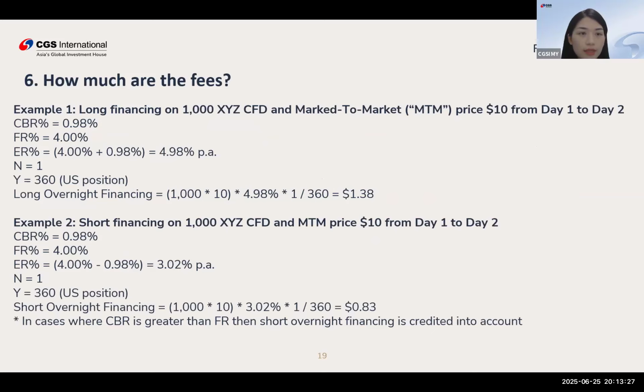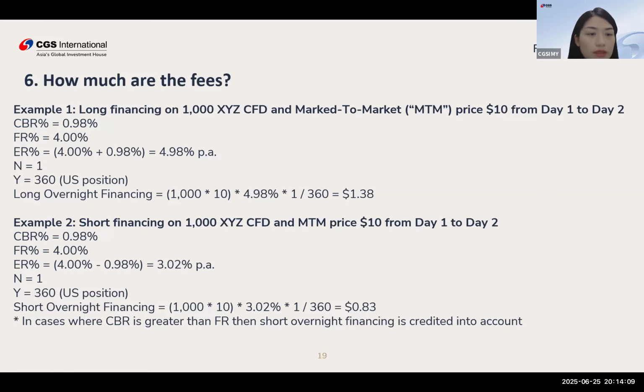Okay, here comes the example of the financing fee charges. For example, if you are long 1,000 units of XYZ CFD and the mark-to-market is $10 from day 1 to day 2, the central bank rate will be 0.98%, with a financing rate of 4%. So your effective rate is actually 4% plus 0.98%, which is 4.98%. Because you are holding from day 1 to day 2, the number of days will be 1. And because this is a US settlement counter, the year count will be 360.